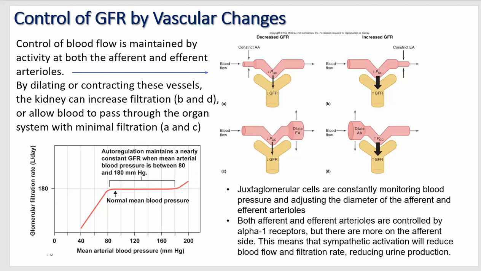So I want to say this first here. The other thing that we already talked about, juxtaglomerular cells are constantly monitoring that blood pressure and adjusting the diameter of the afferent and the efferent arterioles, but the effect is higher on the afferent. Okay, and that's important because of what we're going to start talking about next. So the afferent arterioles are really going to be what controls blood flow in the kidney.